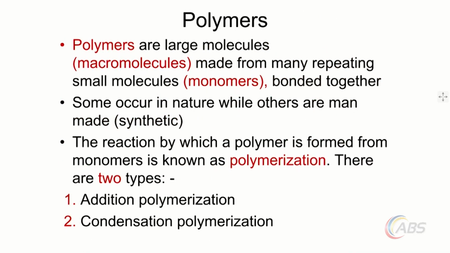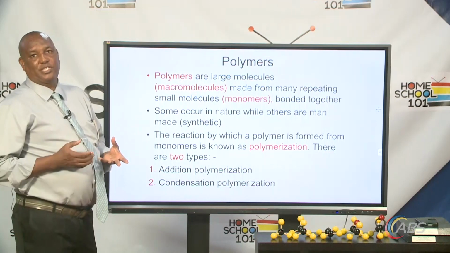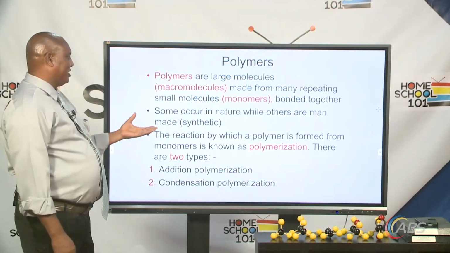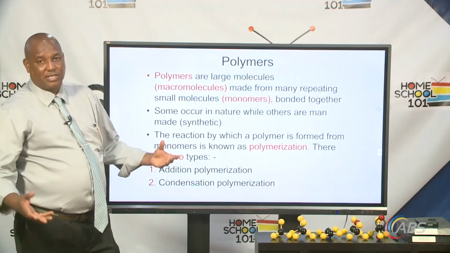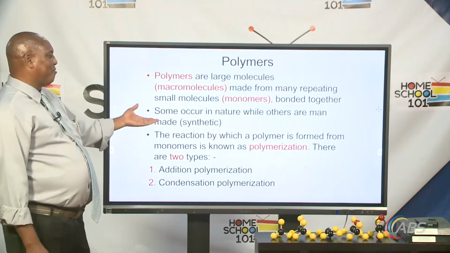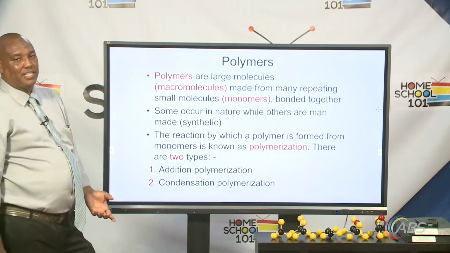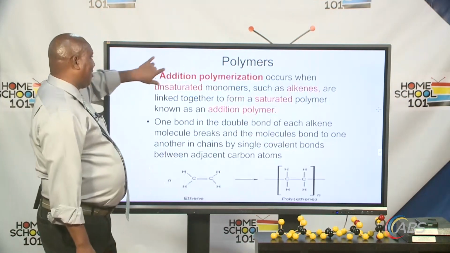Now, we're down to the last part. Polymers are large molecules or macromolecules. They're made from repeating smaller units that we call monomers that are bonded together. Some occur in nature, while others are synthetic or man-made. The reaction that they're formed from we call polymerization. We have two types of polymerization.